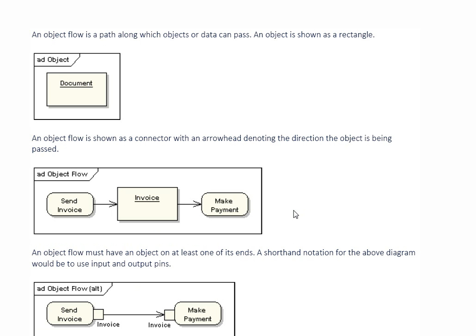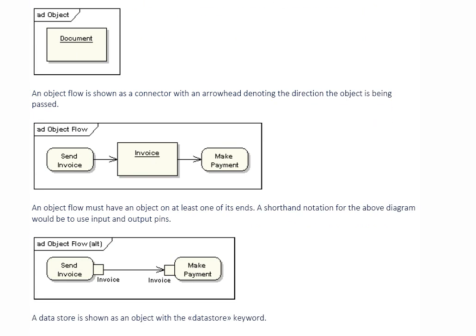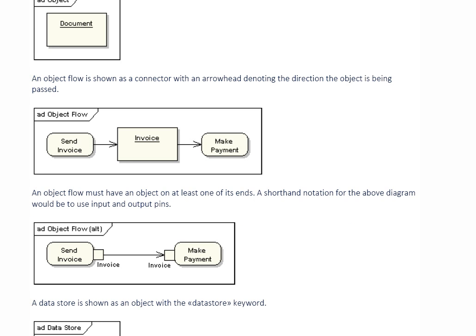An object flow is a path along which objects or data can pass. An object is shown as a rectangle. An object flow is shown as a connector with an arrowhead denoting the direction the object is being passed. An object flow must have an object on at least one of its ends. A shorthand notation for the above diagram would be to use input and output bins. A data store is shown as an object with the data store keyword.